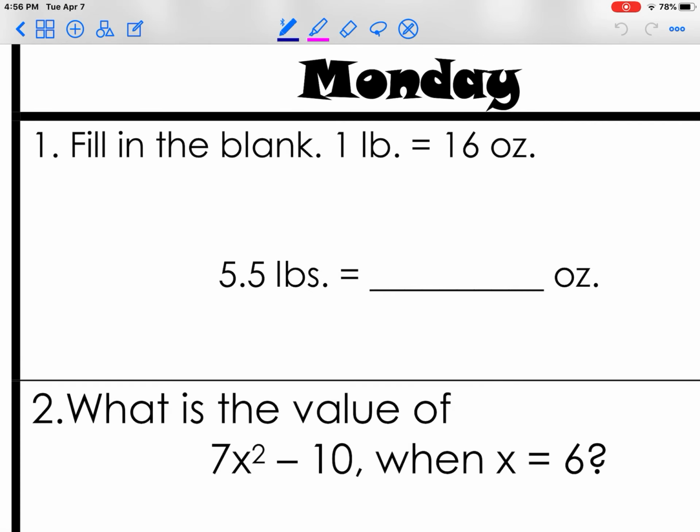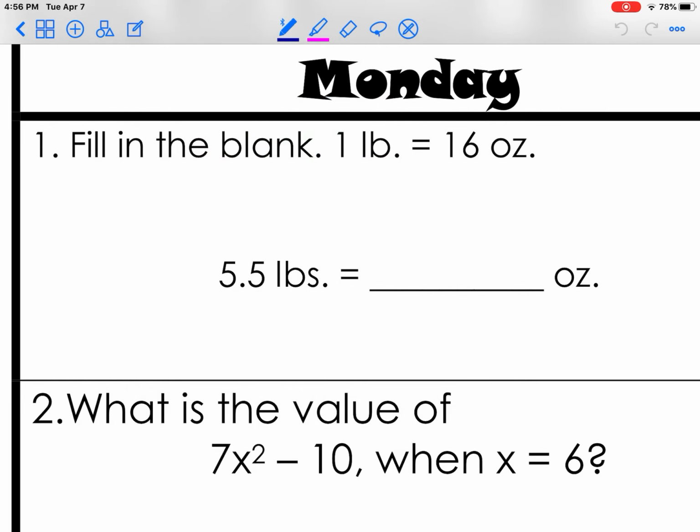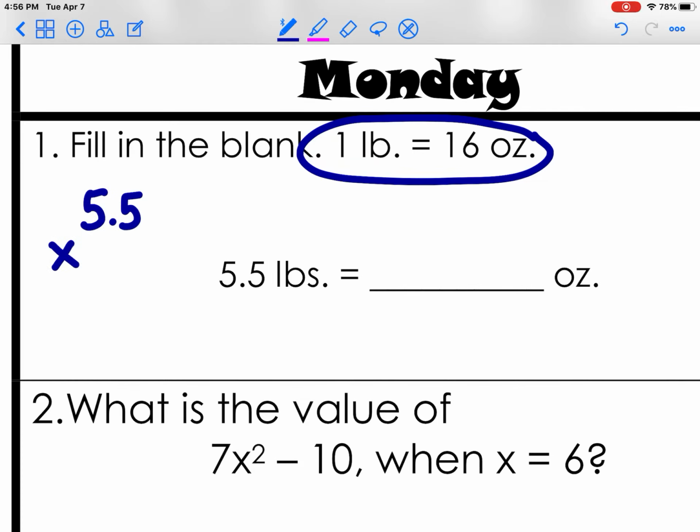Fill in the blank. 1 pound equals 16 ounces. The question is 5.5 pounds equals how many ounces? So in order to find that, we'll use this conversion right here. If 1 pound equals 16 ounces, then we can multiply 5 5/10 pounds times 16 to find the answer.